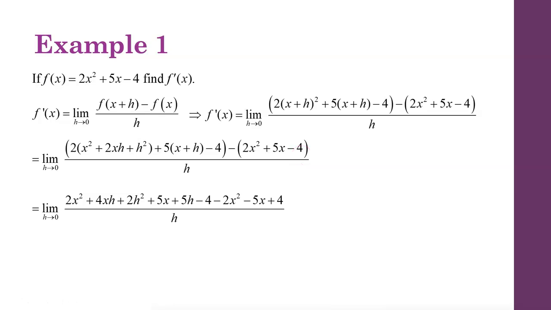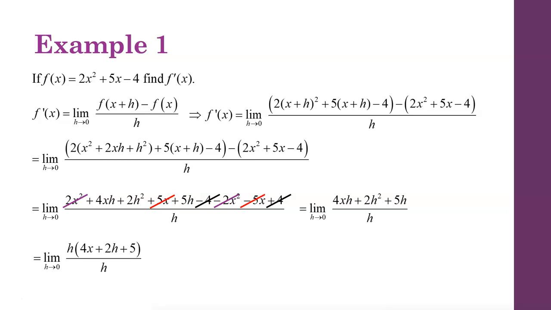And then we can cancel some of these terms. The 2x squareds cancel, the 5x and the negative 5x cancel, and the 4 and the negative 4 cancel each other. So we're left with 3 terms, 4xh, 2h squared, and 5h. They all have an h in common. We're going to factor that h out.